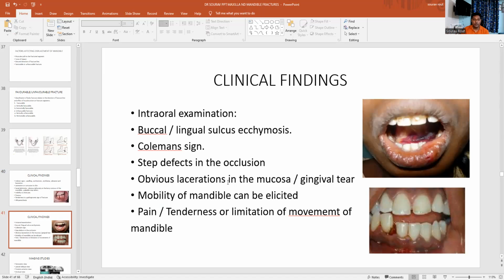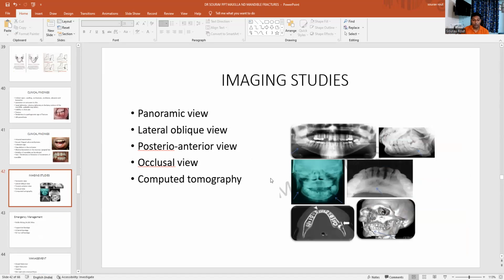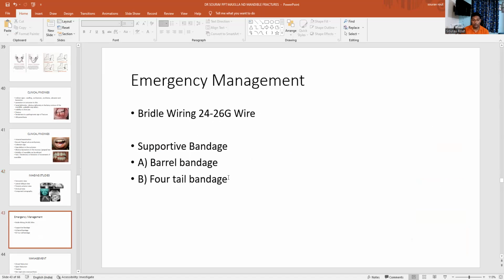What are the clinical features on intraoral examination? Intraoral examination will find buccal and lingual sulcus ecchymosis, Coleman sign, step deformity in occlusion, and obvious laceration of the mucosa and gingival tear. We can have paresthesia. What are the imaging studies we can do? We can do a panoramic view, lateral oblique view, posteroanterior view, occlusal view, and the gold standard is the CT, the computed tomogram.